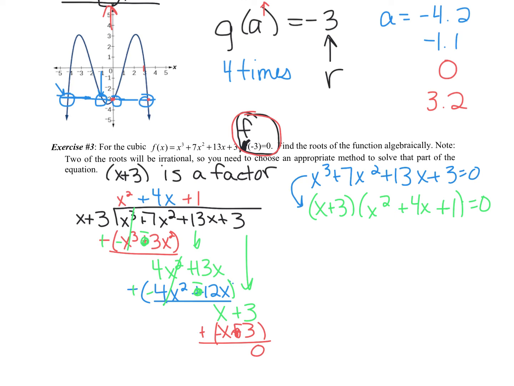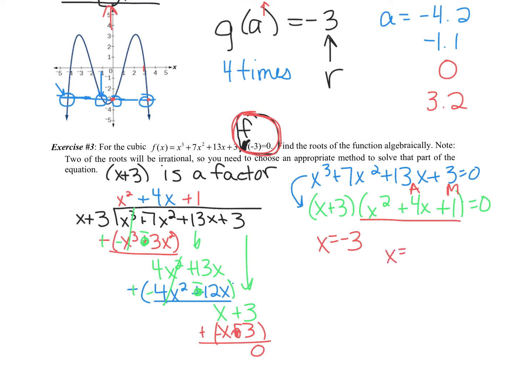The first part, and this should not be a shocker, is that x equals negative 3, but we already knew that, right? We knew f of negative 3 equaled 0. The other problem is we need to get the other two roots from that quadratic factor. Now, as promised in the directions, we need to choose an appropriate method. I can try to factor this further, but there are no numbers that add up to 4 and multiply to 1. So that means I need to use the quadratic formula for this part.